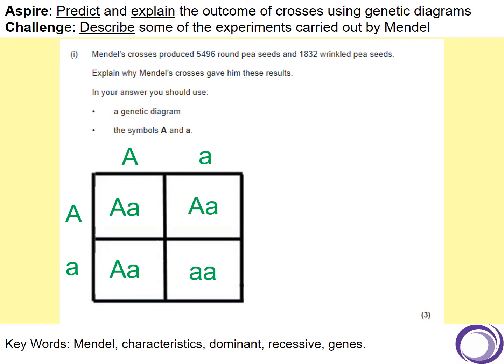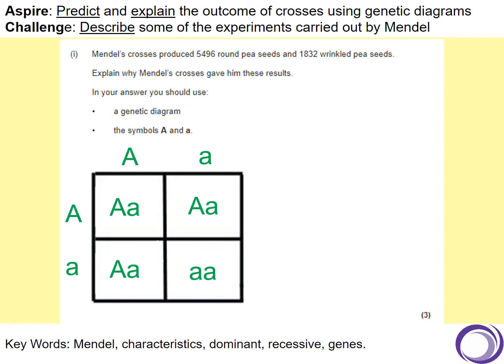Now, if you had done anything else, you wouldn't have got those outcomes. If, for example, across the top you'd put capital A, capital A, the only alleles that the offspring could have inherited from a parent at the top would have been dominant, so all the offspring would have been round, and you wouldn't have got any wrinkled pea seeds, so that wouldn't have worked. In the same way, if you put across the top small a, the only alleles that that parent could contribute would be recessive alleles, and then 50% of your offspring would be recessive.